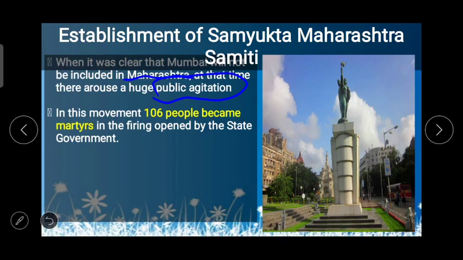In this movement 106 people became martyr in the firing opened by the state of government. In memory of these 106 sons of Maharashtra, Samyukta Maharashtra movement, their Hutatma Smarak was erected in Mumbai near Flora Fountain. Now you people are in Mumbai, so you people can visit this place after this corona pandemic.